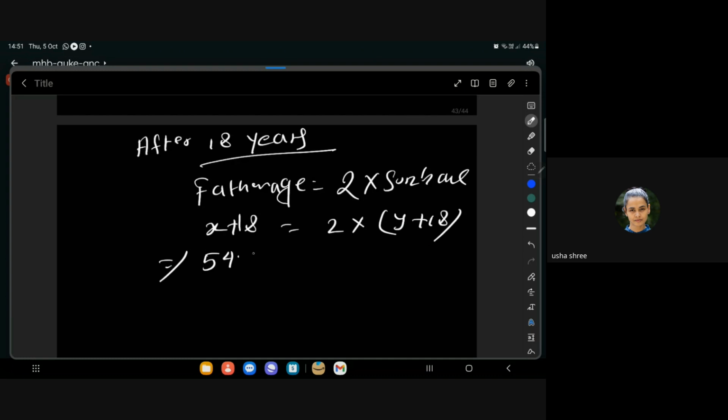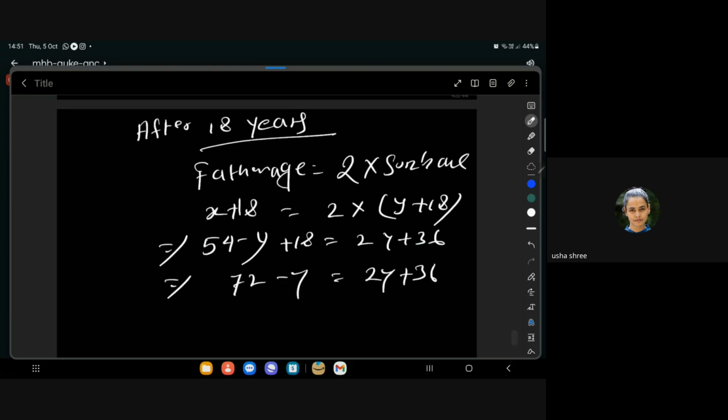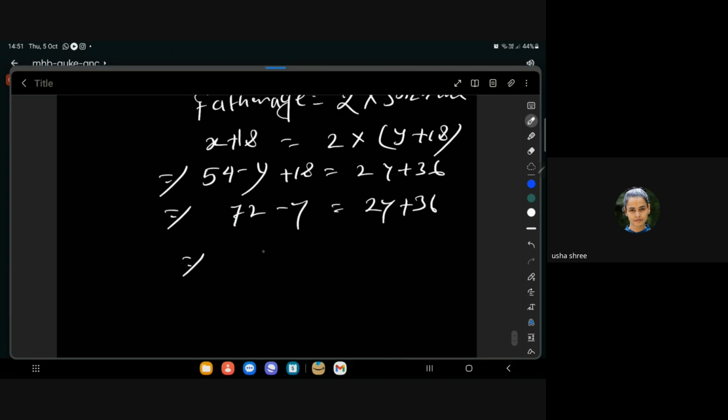x was 54 minus y plus 18, and then 2y plus 36. So here you can find the value of y. How much will it give you? It will give you 72 minus y equal to 2y plus 36. So it will give you 3y. Son's age is 12 years, sir. Father's age is 42 years.